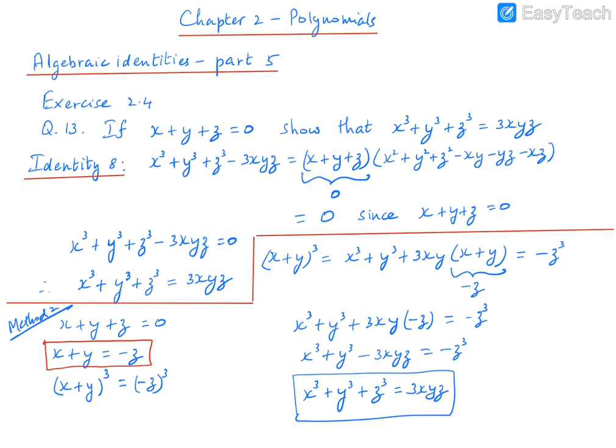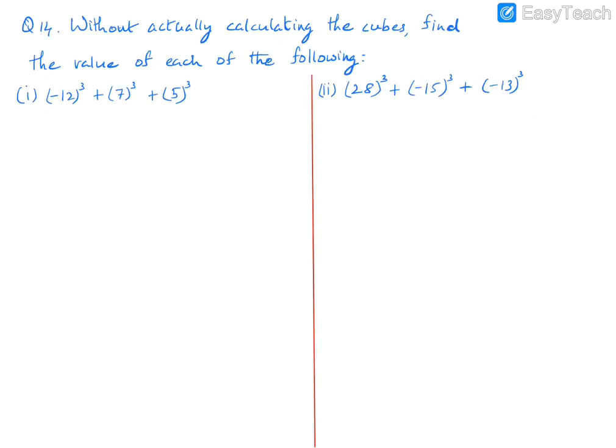Right, let's move on to the next question. Question number 14. We are asked to calculate this value, minus 12 cube plus 7 cube plus 5 cube. Now, without actually calculating the cube, so without calculating minus 12 cube or 7 cube or 5 cube, we have to evaluate this expression and find its value. So it has the form of x cube plus y cube plus z cube, right? And if you look at this, x is minus 12, y is 7, and z is 5.